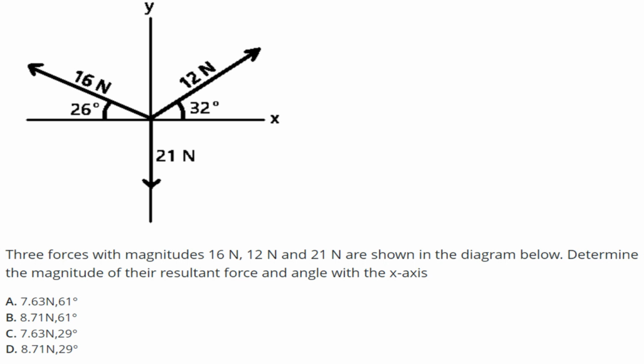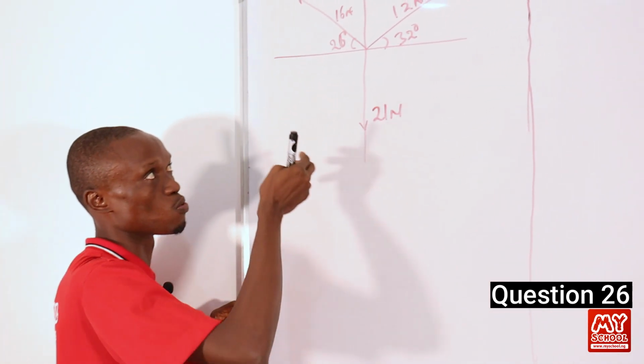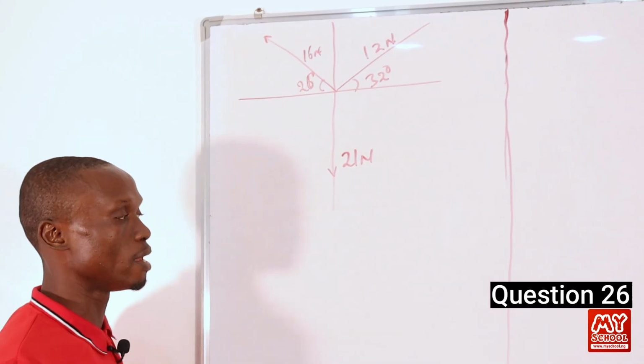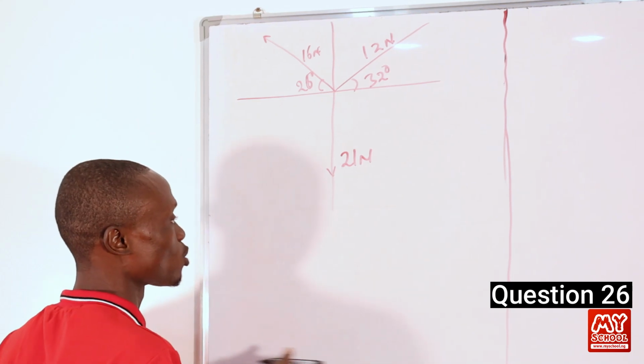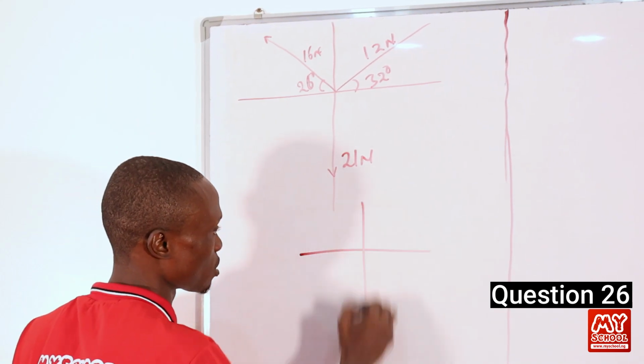Question 26. Three forces with magnitudes 16 Newton, 12 Newton, and 21 Newton are shown in the diagram above. Determine the magnitude of the resultant force and the angle with the x-axis. So let's move over to the board to solve this question. In this question, we'll have to resolve these forces into the x and y components to be able to answer it. So let's do just that.